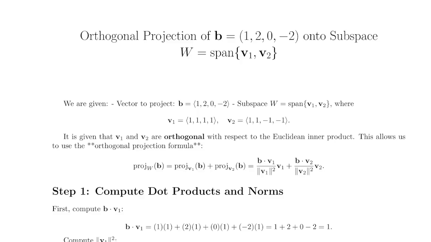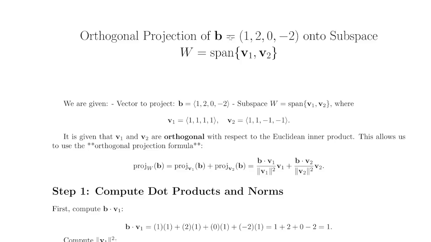That's just going to be the projection of b onto v1 plus the projection of b onto v2, which is then equal to this thing. So what we need to find is b dot v1, b dot v2, the magnitude of v1 and the magnitude of v2. So let's compute.